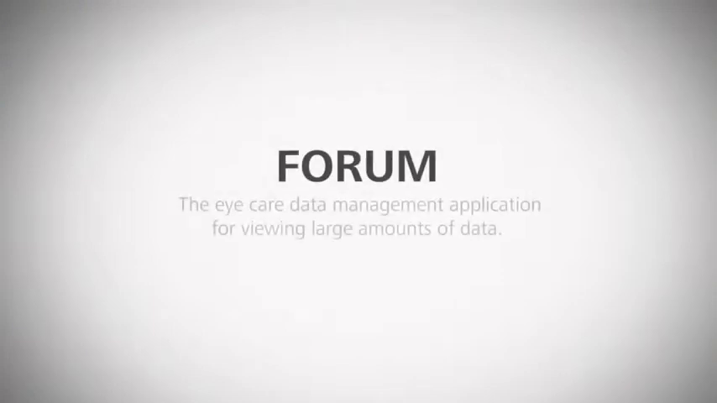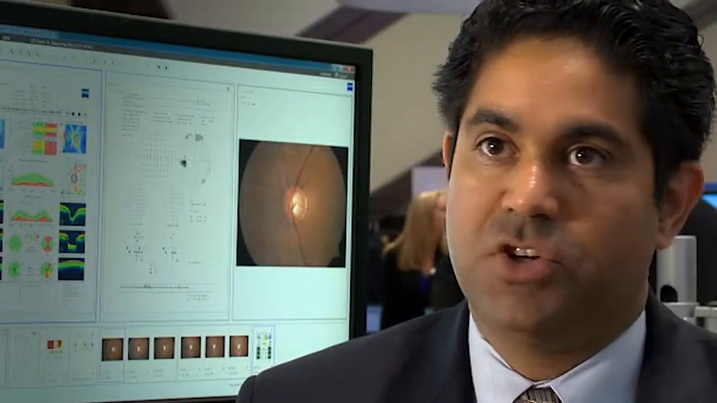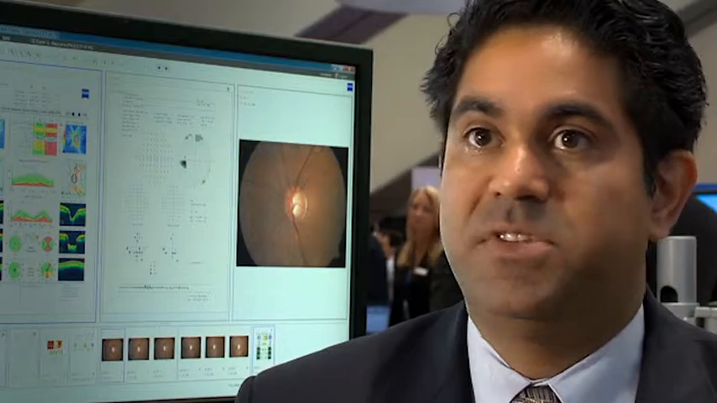Forum is the eye care data management application for reviewing large amounts of data. Forum is a very efficient system of data management. If I was going to describe Forum in one word, it's efficient. I can't do it in one word. I can do it maybe in 3. I can look at integration, I can look at efficiency, and I can look at quality of care. But I can't give you that one word.